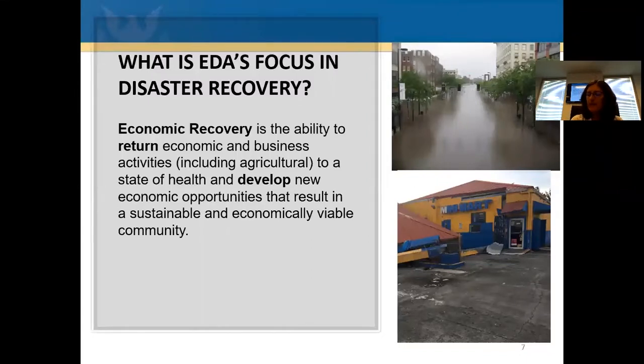And what this means is that we help to integrate the expertise of the federal government to help local, state, and tribal governments and the private sector to sustain and rebuild businesses and employment and develop new economic opportunities that result in sustainable and economically resilient communities. We take this focus on economic recovery and resilience into all the work we do on disasters, whether through a mission assignment from FEMA, whether through our core funding programs, or through a disaster supplemental.